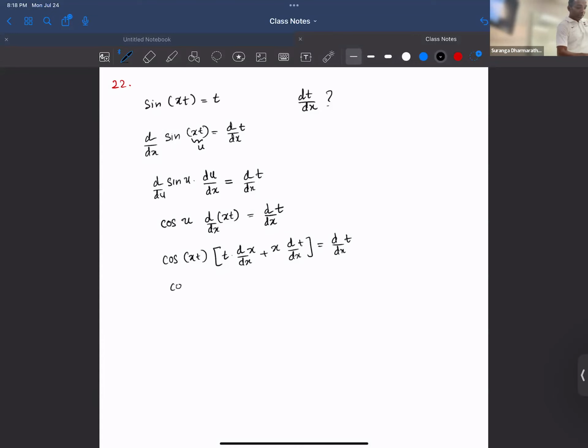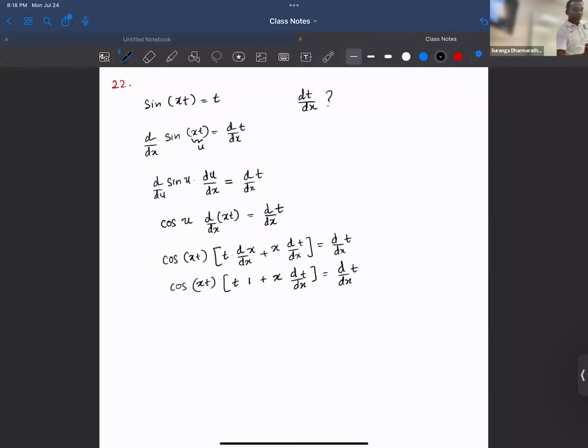So what is this? Cosine xt, right? This is t, 1 plus x times d over dx t equals d over dx t. Now what do we need to find? d over dx t. Now it's just algebra after that. Solving this, that's it.